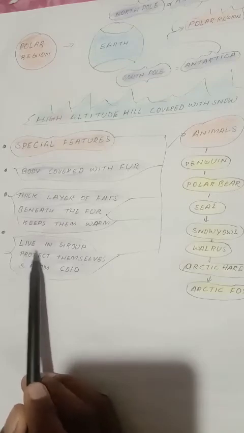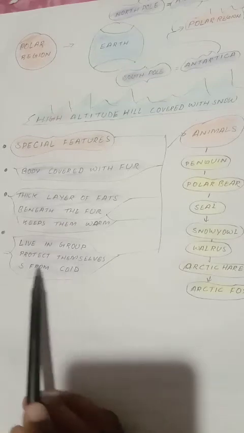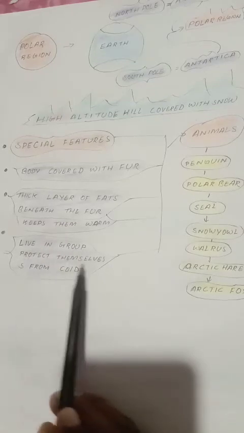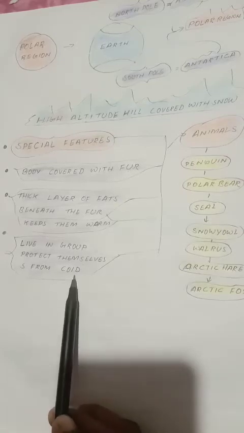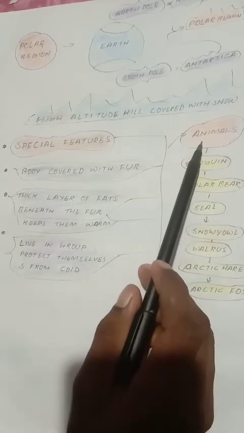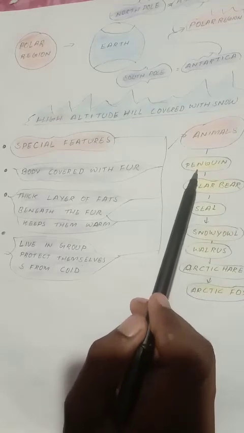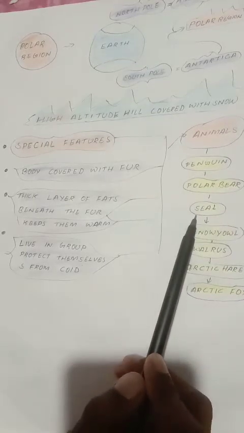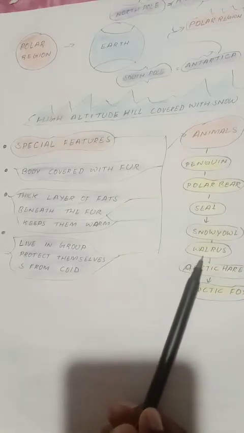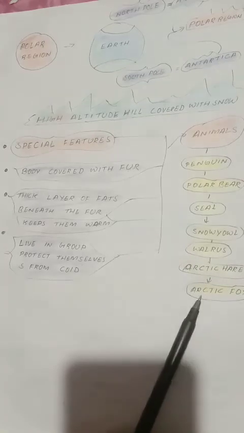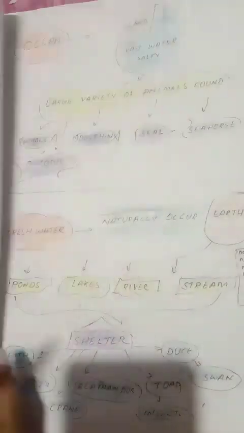The third feature is living in a group, so that they can protect themselves from cold. What animals do we get in the polar region? We have penguin, polar bear, seal, snowfall, walrus, arctic hare, and arctic fox.